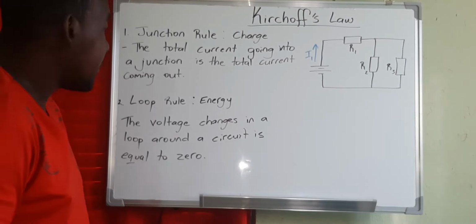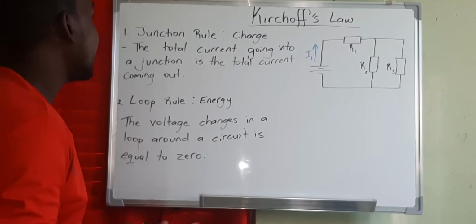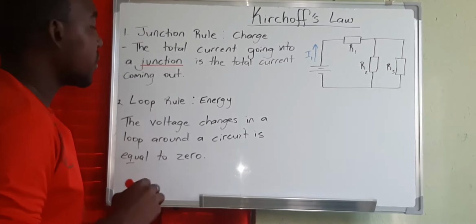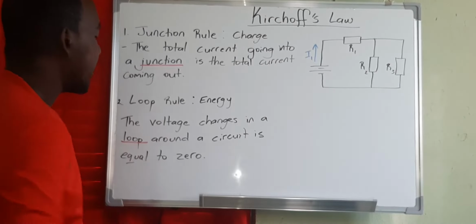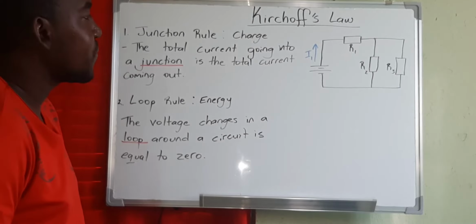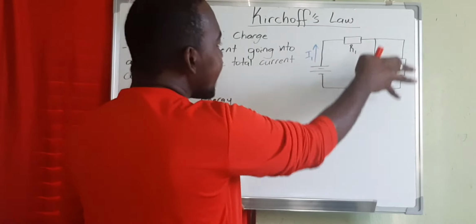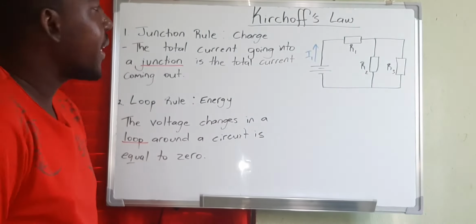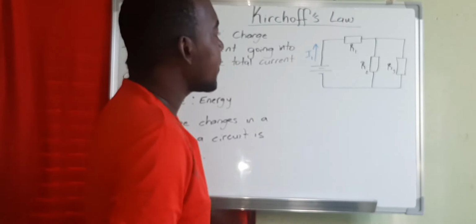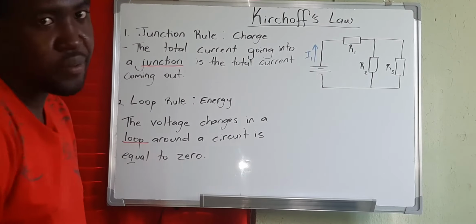So we have identified some new terms here that we need to distinguish. Exactly what is a junction, and what is a loop? Let's look at that circuit there. You should know that this circuit is a parallel and a series circuit together. We have a battery. We have three resistors, R1, R2, and R3.